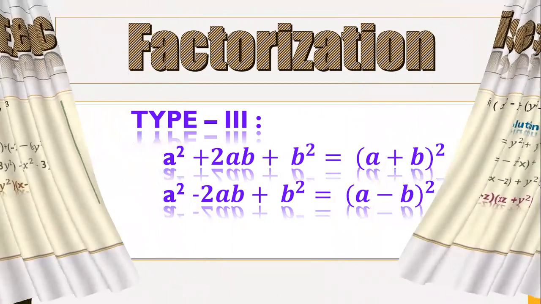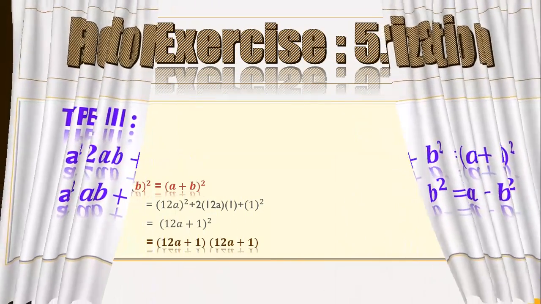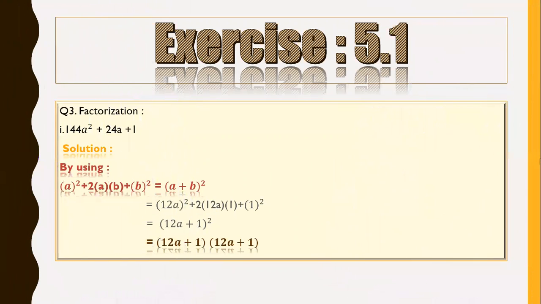Come to question 3. A square plus 2ab plus b square. A square minus 2ab plus b square. All of you are familiar with these formulas because you have done them in class 7th and also in class 8th. And the same formulas we are using in 5.1. So only this is your previous knowledge. Question number 3. There are 4 parts in question 3 and they are regarding these two formulas. We put a plus b whole square and a minus b whole square.